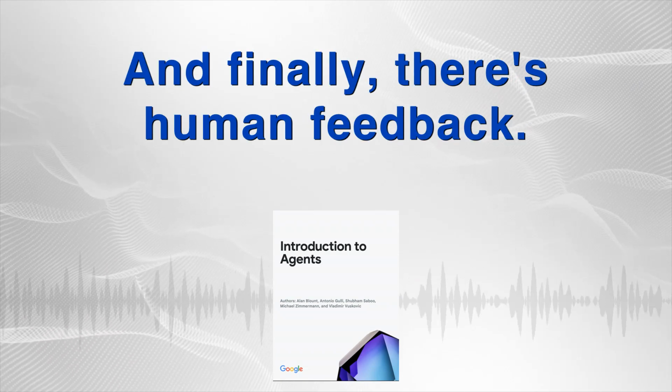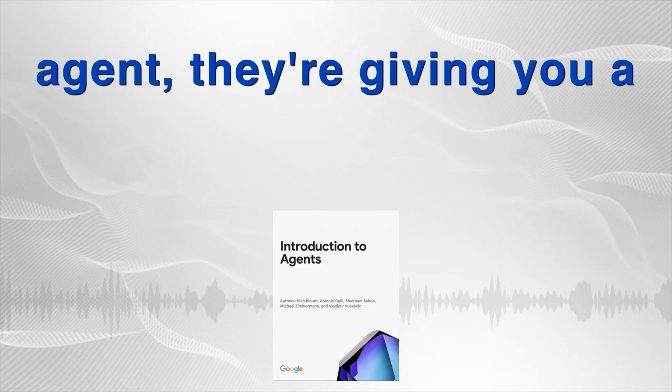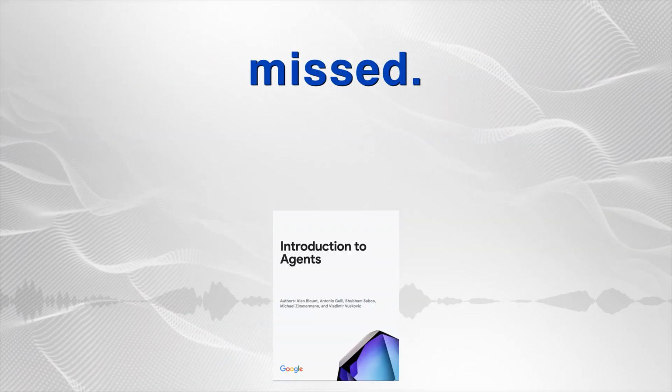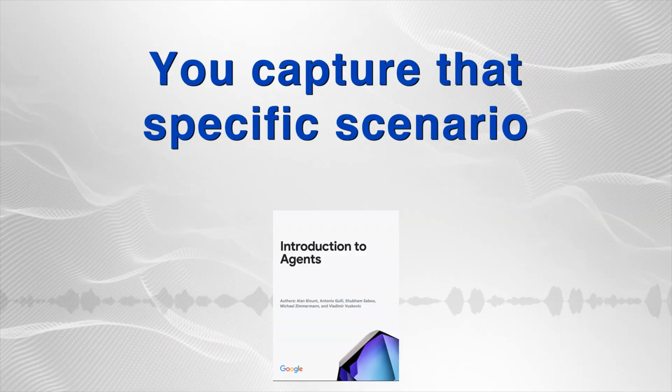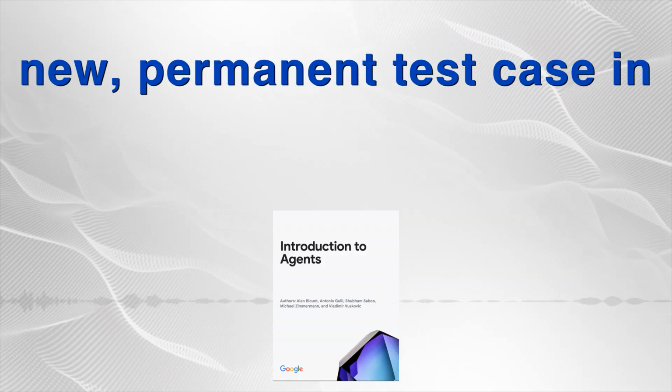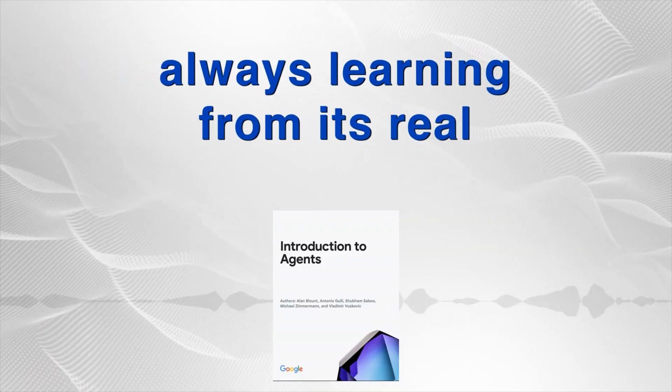And finally, there's human feedback. The most valuable resource you have. When a user corrects an agent, they're giving you a high-value edge case you missed. The agent ops process has to close the loop. You capture that specific scenario and turn it into a new permanent test case in your evaluation dataset. Which ensures the system is always learning from its real-world mistakes.